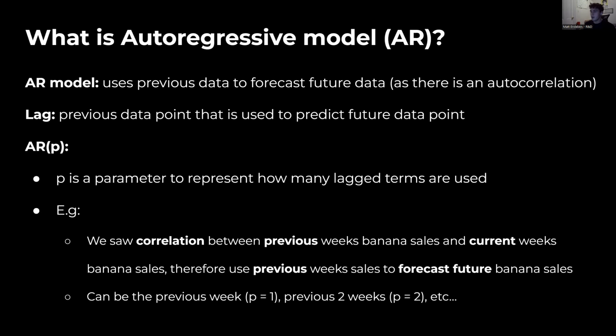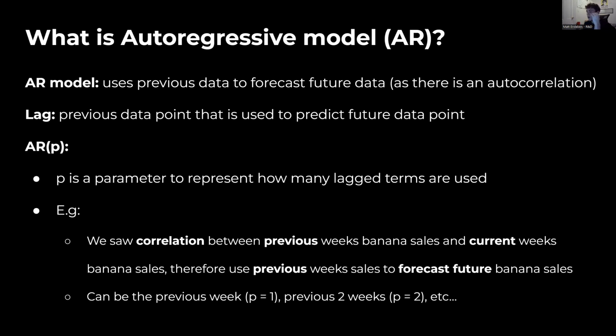So an extension of autocorrelation is the autoregressive model. Remember in the beginning, I talked about the different models that are involved in time series forecasting and analysis. An AR model is a very simple one that is used a lot. All it's doing is using previous data points from a time series to forecast future data because there's an autocorrelation like we talked about.